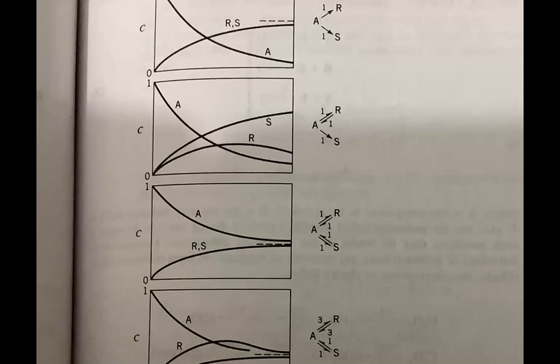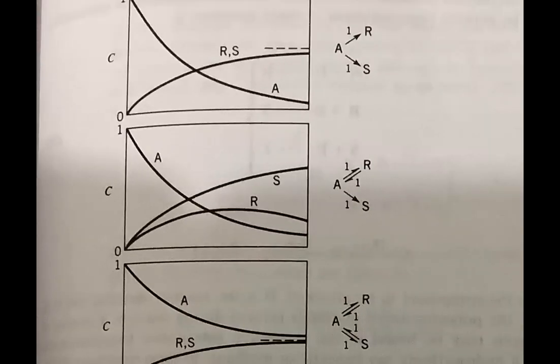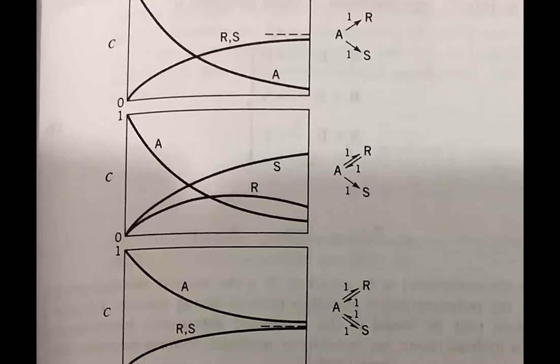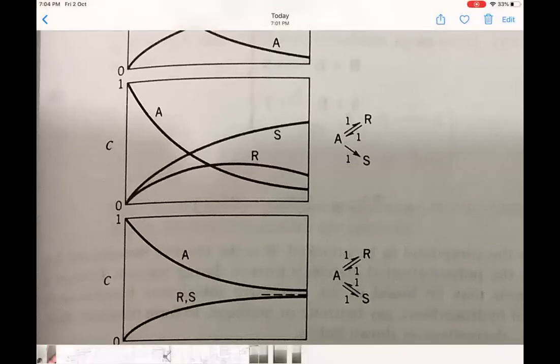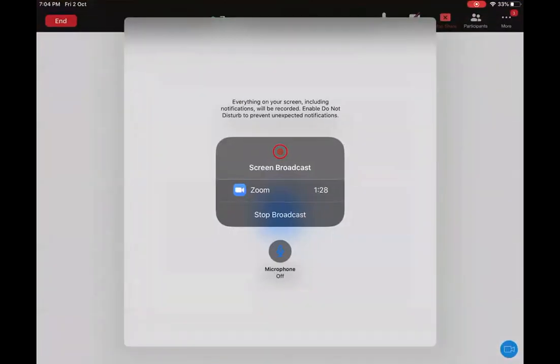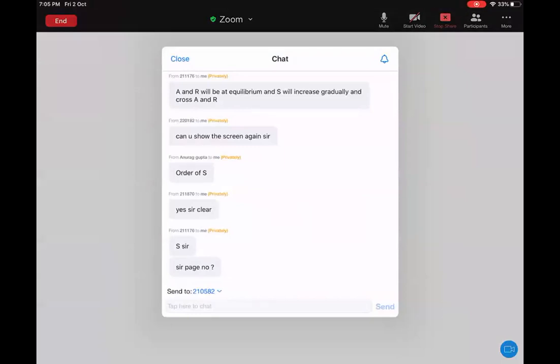Why is R decreasing? Because R starts to form A again, whereas in the case of S, that is not there. That is why S is continuously increasing. So did you get that one? Any doubts here? So this is on the 11th spill, page number 183.